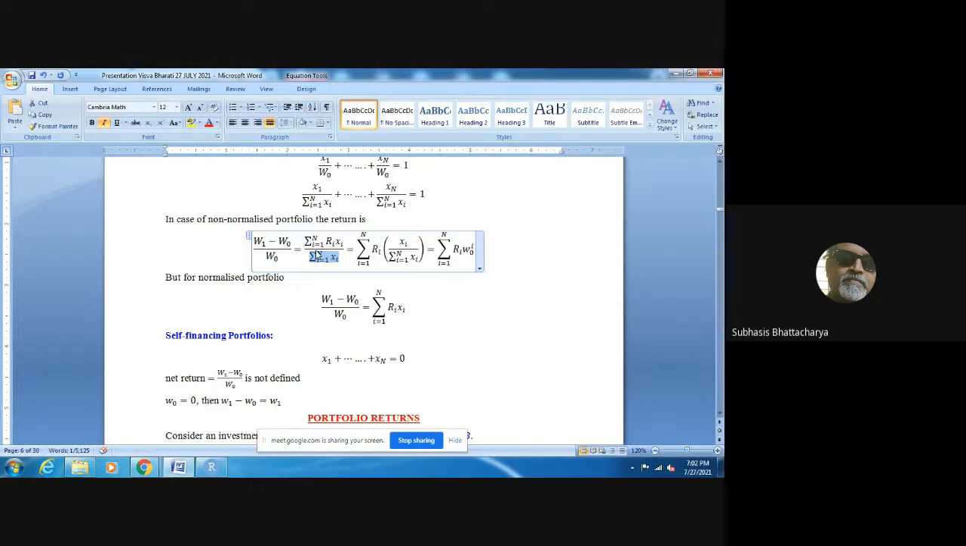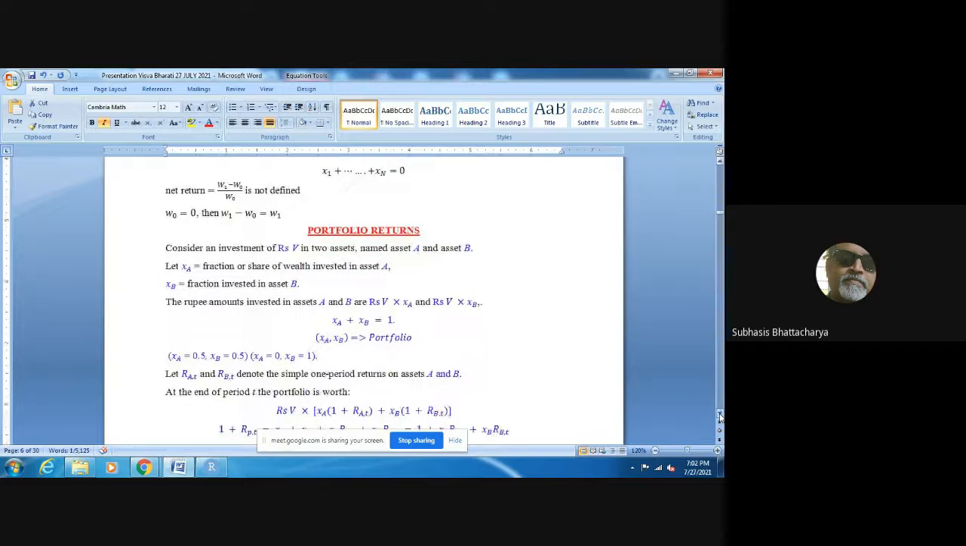Mind it. What is valid? What is valid is that you just take the difference between W1 and W0. You have to find W1, because W0 is 0. So W1 minus W0, but W0 is 0, so that is actually equal to W1. So in the case of a self-financing portfolio, you may write the return in terms of only W1. So now we are going to see how to consider the portfolio return.